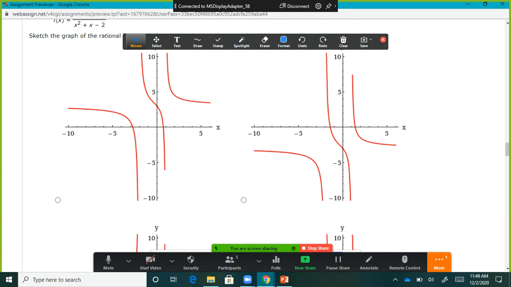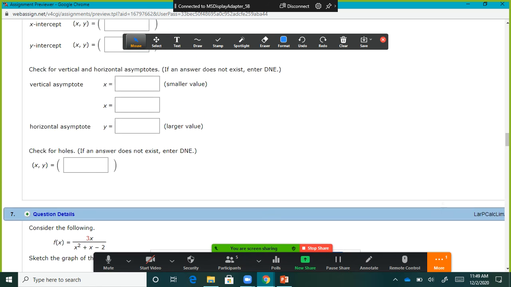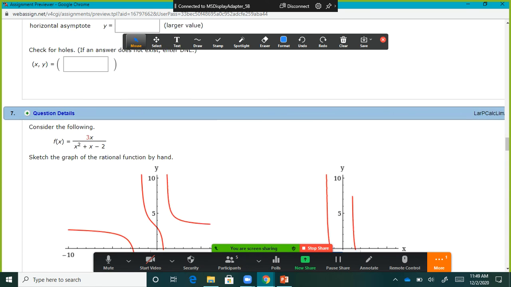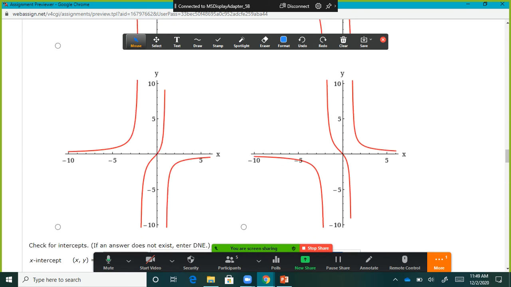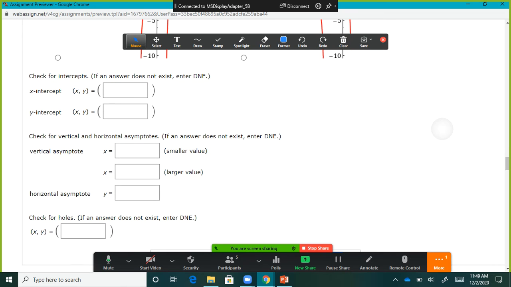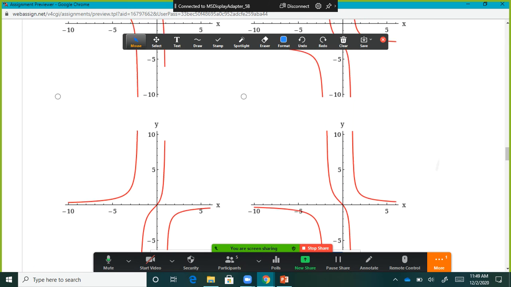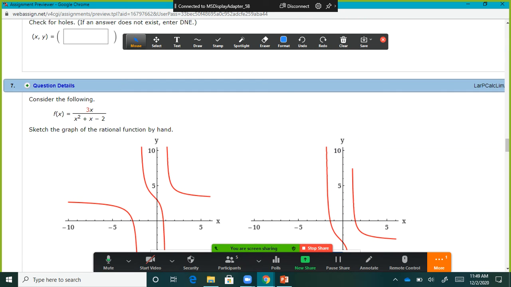All right, let's work through this one. And all right, so what they want is they want the x-intercept, the y-intercept, asymptotes, all asymptotes, and the check for a hole. All right, so let's first do our y-intercept.